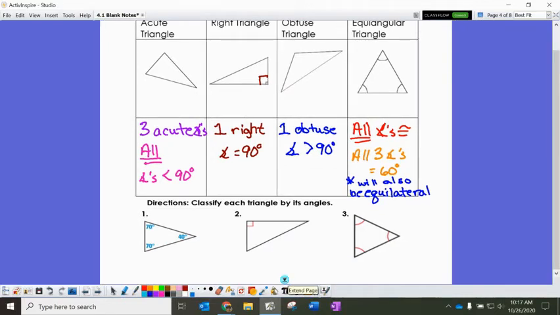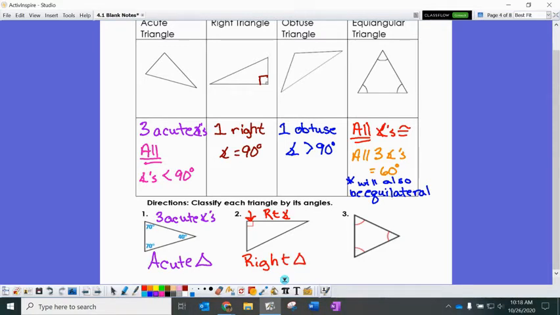This first one, my angles are 70, 70, and 40. So 2 of the angles are the same, I notice, but that's not what we're worried about right now. We're worried that all 3 of those angles are less than 90. It's got 3 acute angles, so it's an acute triangle. They've got to all be acute for it to be an acute triangle, okay? Here I see 1, what kind of angle is that? That's a right angle, which makes this automatically a right triangle.